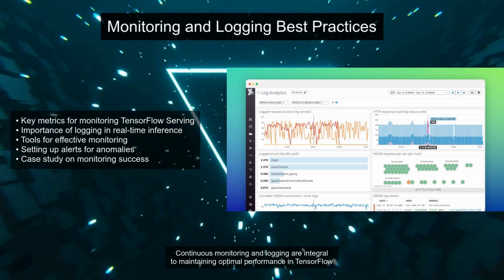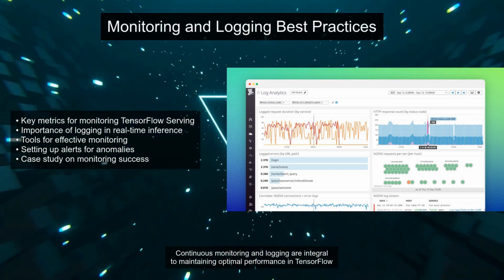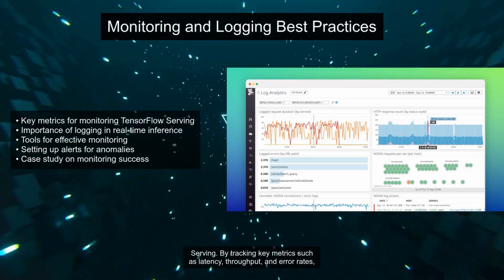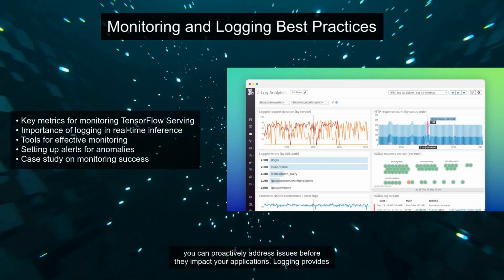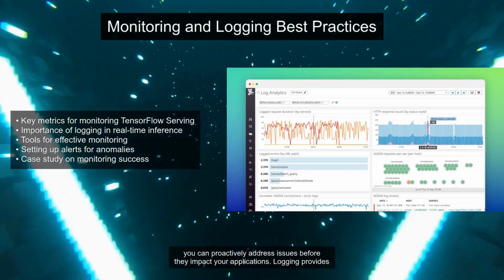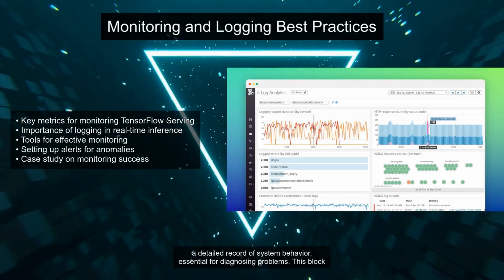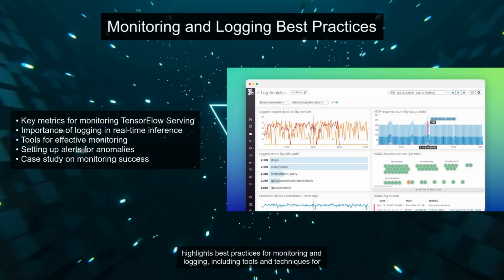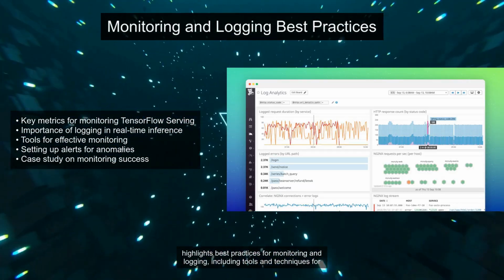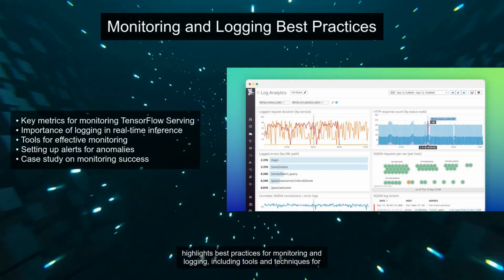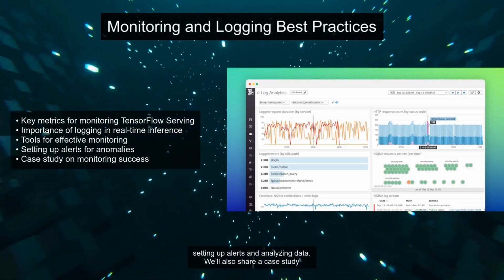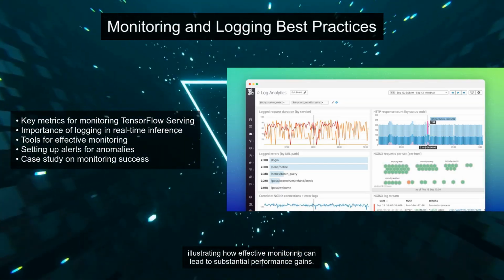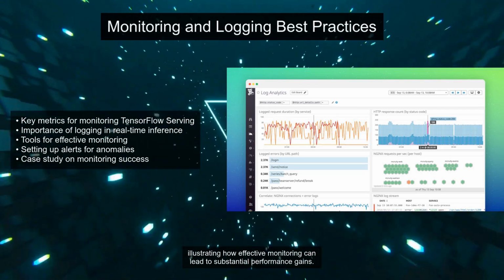Continuous monitoring and logging are integral to maintaining optimal performance in TensorFlow Serving. By tracking key metrics such as latency, throughput, and error rates, you can proactively address issues before they impact your applications. Logging provides a detailed record of system behavior, essential for diagnosing problems. This block highlights best practices for monitoring and logging, including tools and techniques for setting up alerts and analyzing data. We'll also share a case study illustrating how effective monitoring can lead to substantial performance gains.